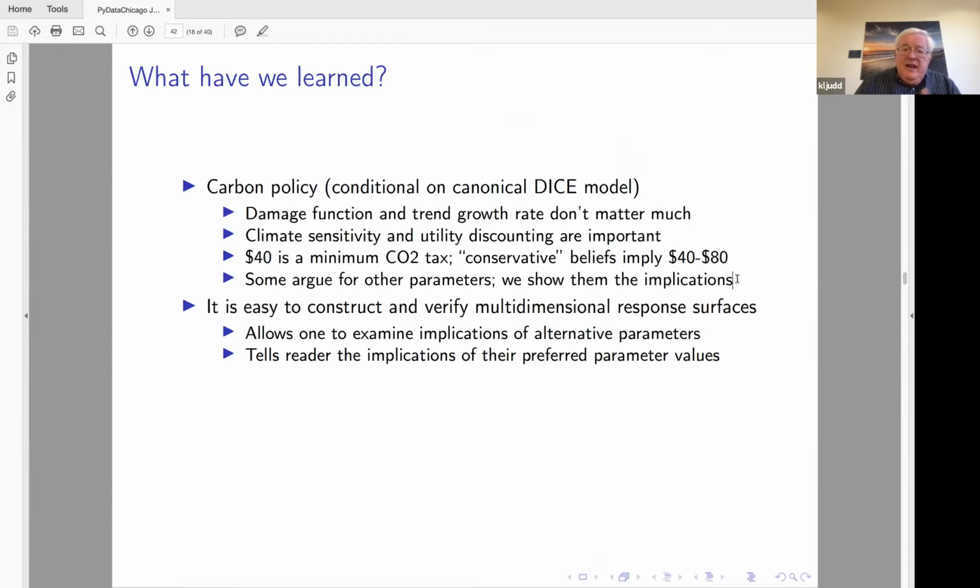Now, by the way, when I gave that talk at Argonne many years ago, somebody asked, are you sure you can use these computational tools to pin down exactly what the optimal monetary and tax policies are? And I said, no.